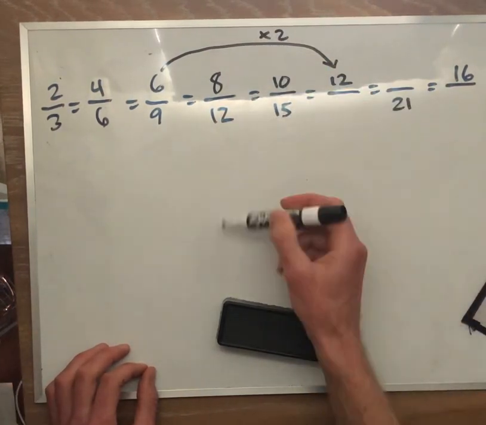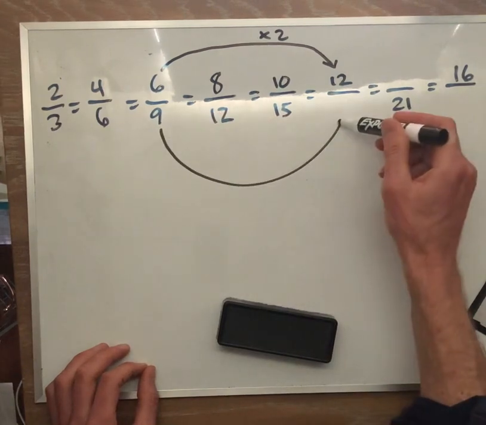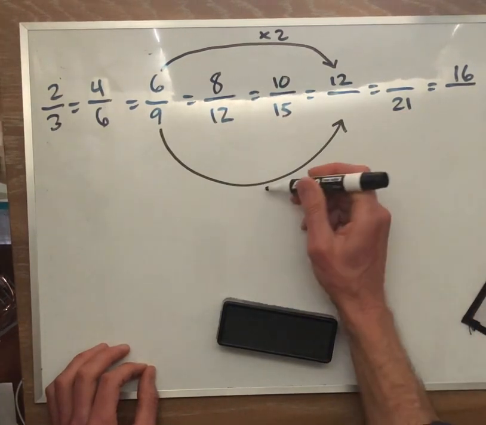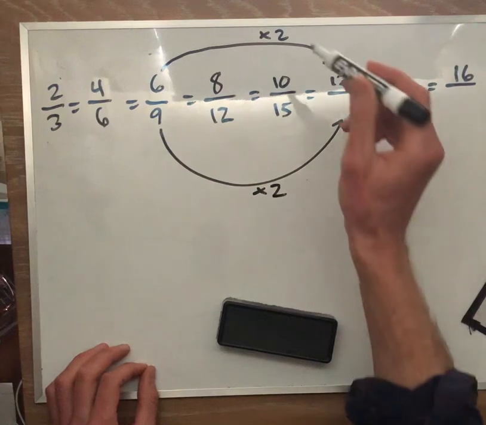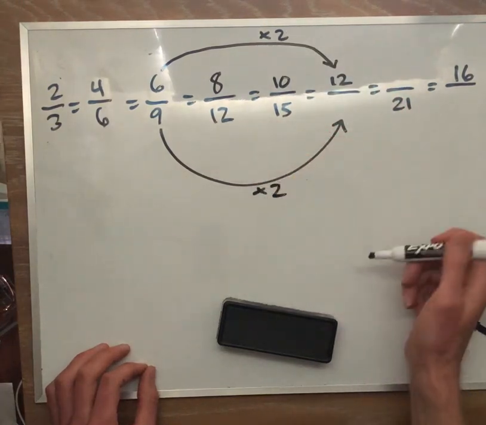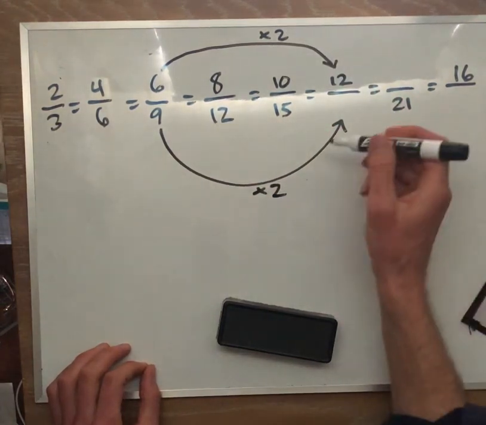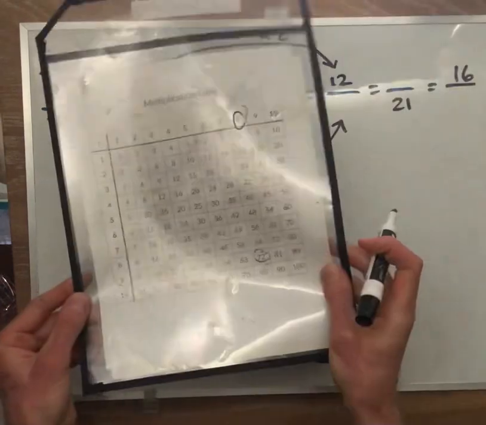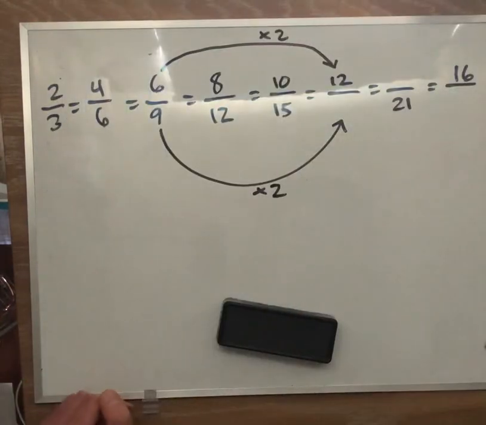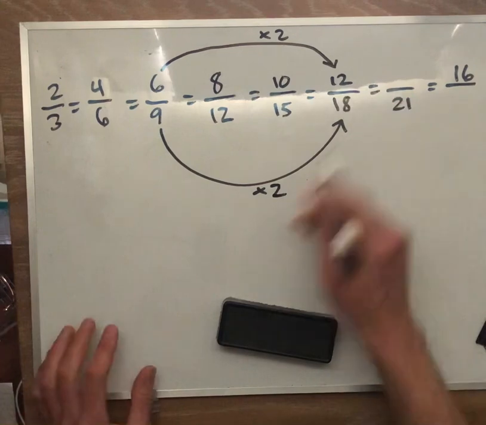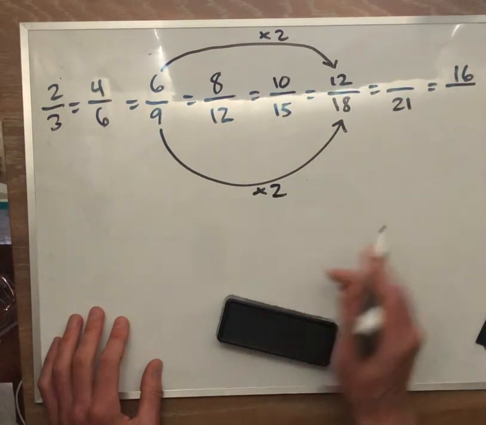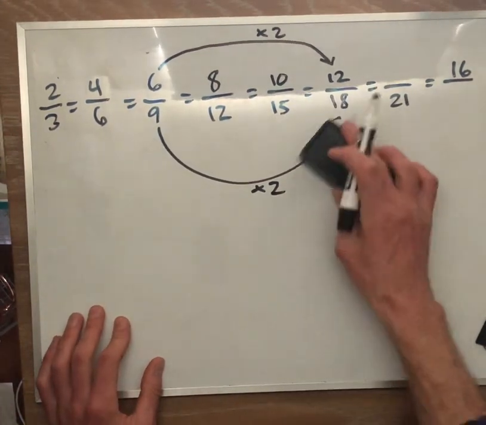So if I doubled the 6, what am I going to do to the 9? I'm going to double it. If you do the top, you do the bottom. So what's 9 times 2? If you're not sure, 18. Now we're getting close to being finished. Now I got that 21.